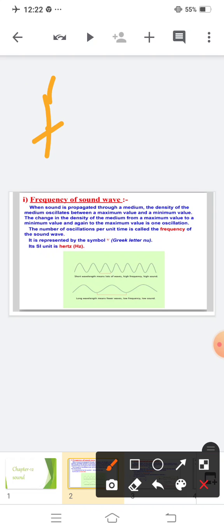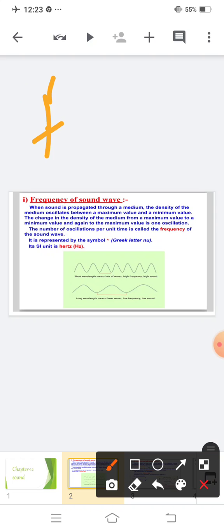Now the term frequency tells us the rate at which the waves are produced by their source. Basically, frequency tells us the rate at which the number of waves are produced. So with this, we can write the definition of frequency. What do you mean by frequency? The number of complete waves produced in 1 second is called the frequency of the wave.